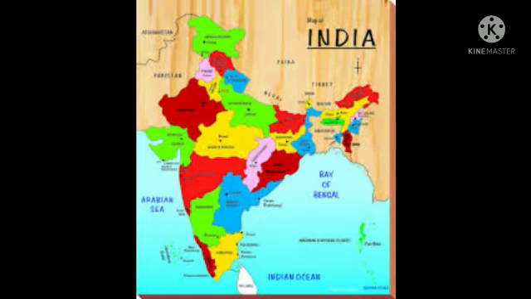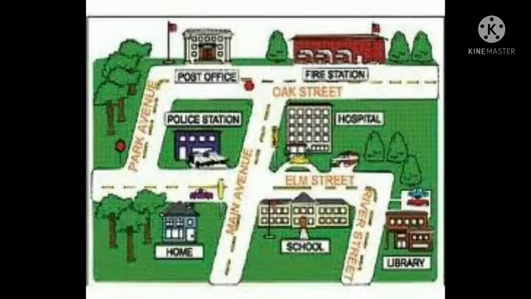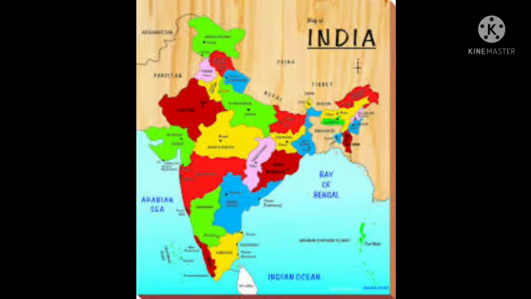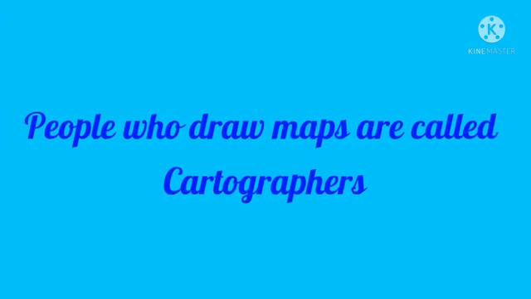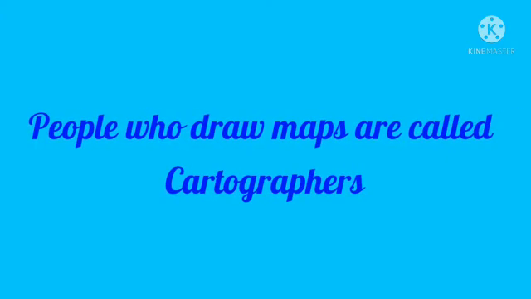Maps can represent small areas such as a neighborhood or huge areas like a map of the world. They can give very detailed information with correct direction, like a map of a city, or can have only one particular kind of information, for example, a map showing the continents of the world. Students, do you know people who draw maps are called cartographers?